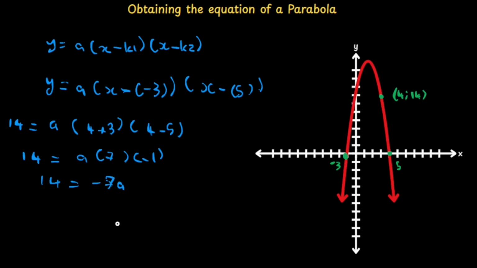I'm solving for a, so I want to isolate the value of a, and that would leave me with a value of a is equal to 14 over negative 7, which is equal to negative 2. So the value of a is now negative 2. My next step would be to substitute in the value of a, which is negative 2, for a in the expanded form of this formula. So I would be left with y is equal to negative 2 into x plus 3 times x minus 5.